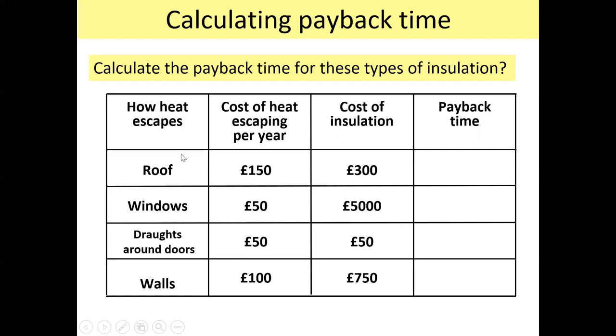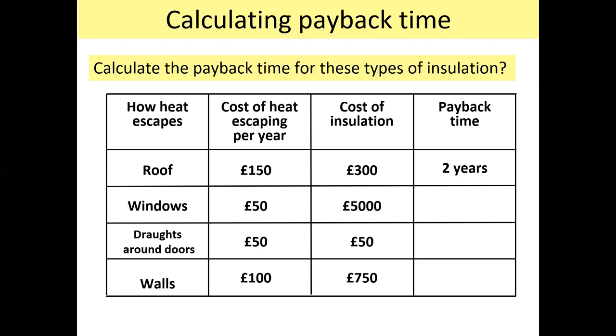Right, okay, so we know that heat escapes through the roof. We know the cost of heat escaping per year through our roof is £150. So that's how much money we waste as a result of heat escaping through our roof. To insulate our roof with, say, fiberglass, it would cost about £300. So our payback time would be 2 years, because it would be the cost of insulation divided by the annual savings. So 300 divided by 150 means that it takes 2 years for the payback time.